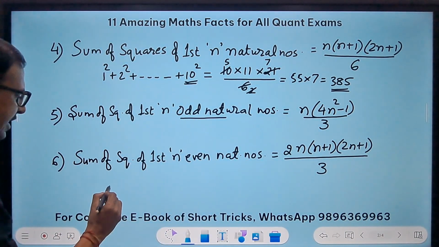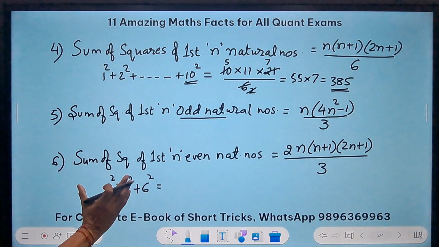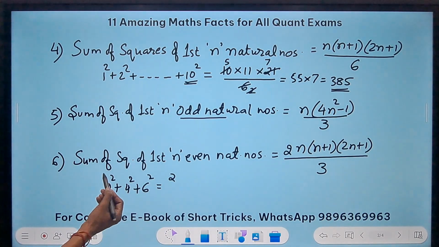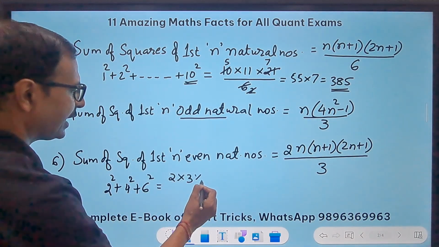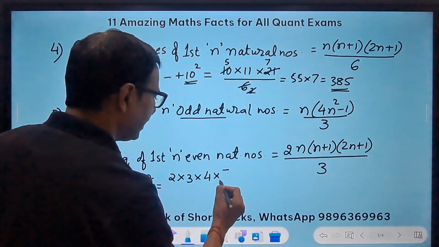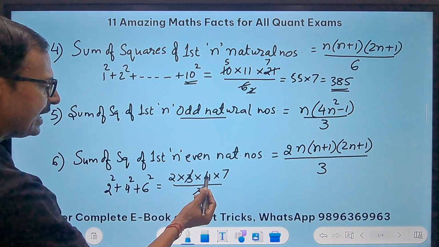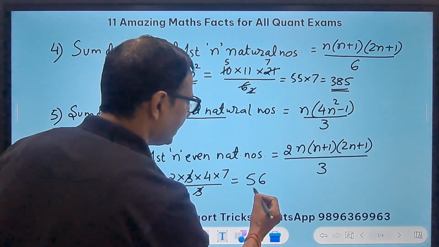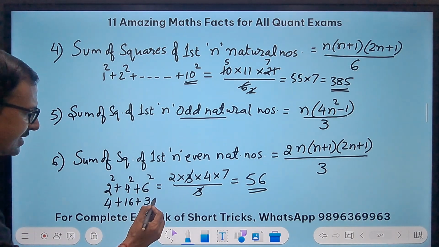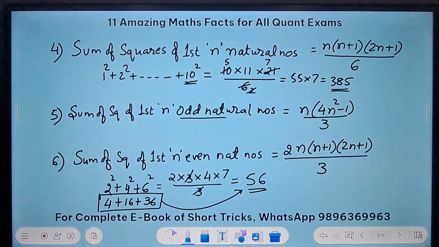So I can take an example. Let's take 2 square plus 4 square plus 6 square. Okay, I want to take only 3. I want to find the squares using this formula. So twice of n. What is n? 1, 2, 3. So 3 times 3 plus 1, 4, times 3 times 2 is 6, 6 plus 1, 7, and divide the result by 3. So 3 cancels out and you have 7 4s are 28, 2s are 56 as the answer. Can we verify? This is 4, this is 16 and this is 36 and just add these three. You will be surprised. Your answer is 56.